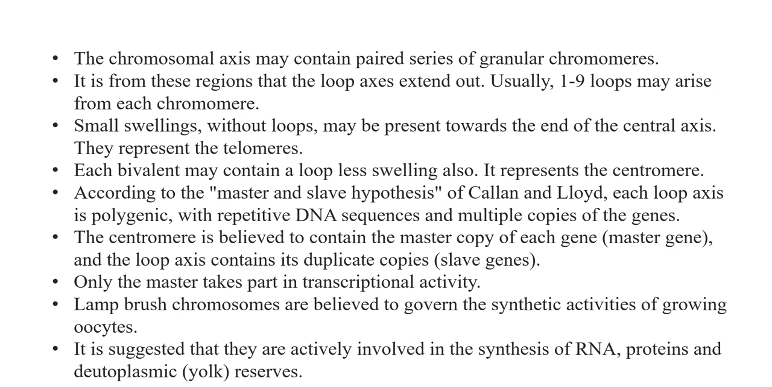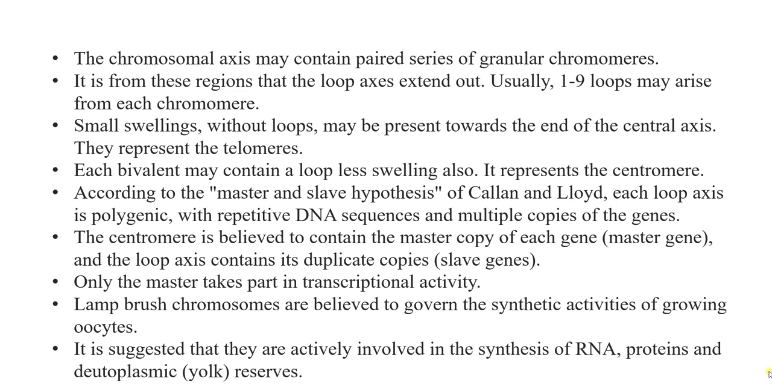Usually 1 to 9 lobes may arise from each chromosome. Small swellings without lobes may be present toward the end of the central axis. They represent the telomeres. Each bivalent may contain a lobe-less swelling also. It represents the centromere. According to the master and slave hypothesis of Callan and Lloyd, each loop axis is a polygene with repetitive DNA sequences and multiple copies of the genes. The centromere is believed to contain the master copy of each gene and the loop axis contains its duplicate copies. Only the master takes part in the transcriptional activity.